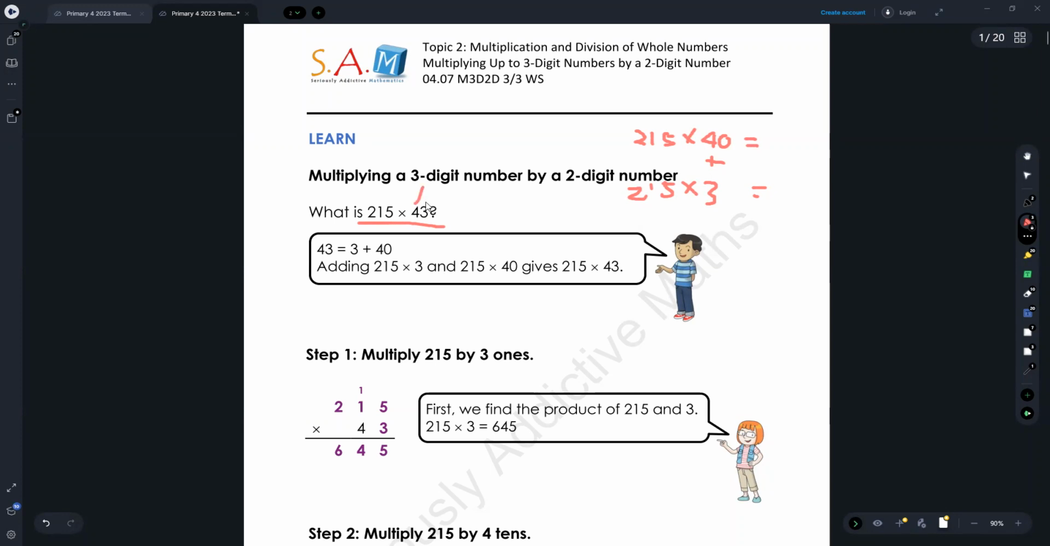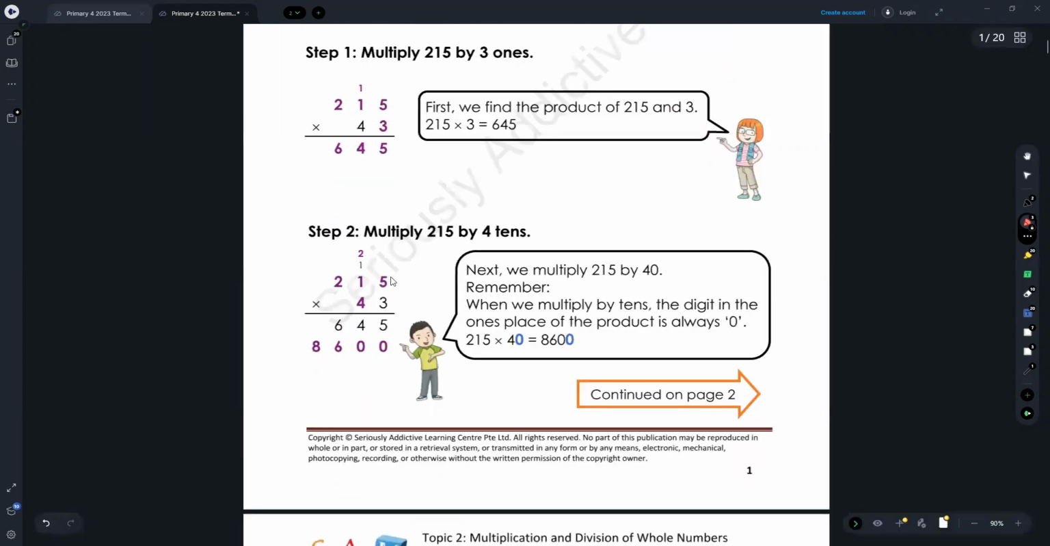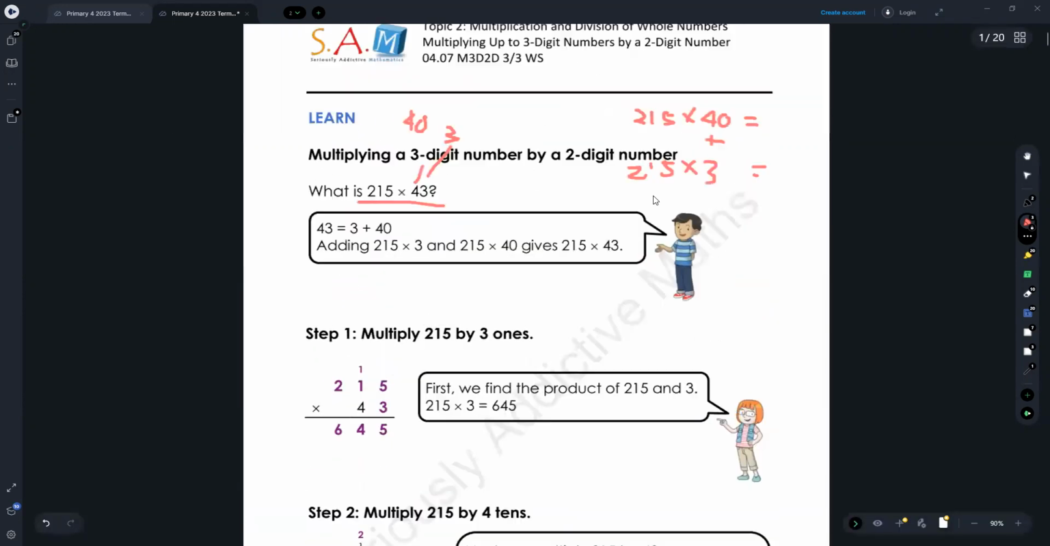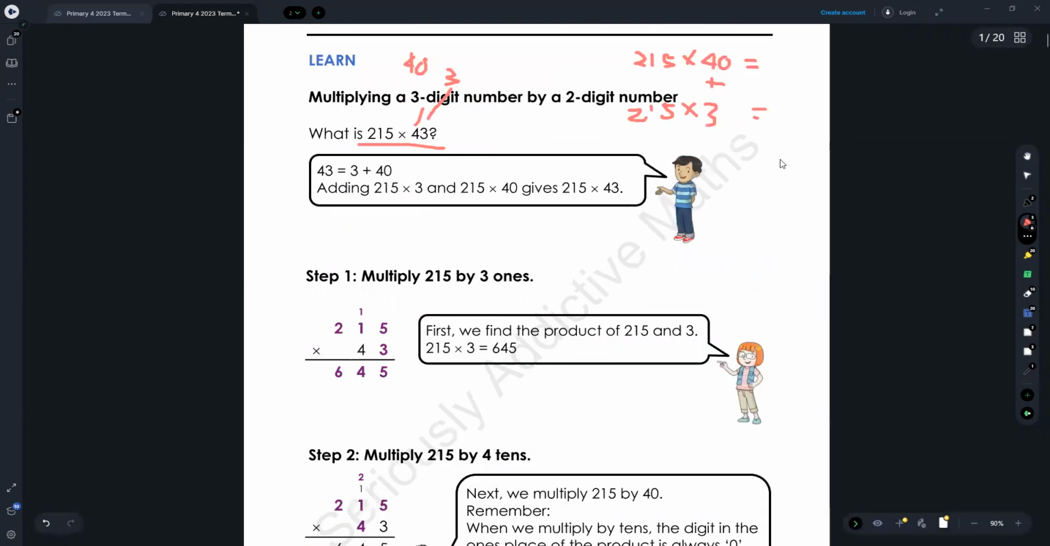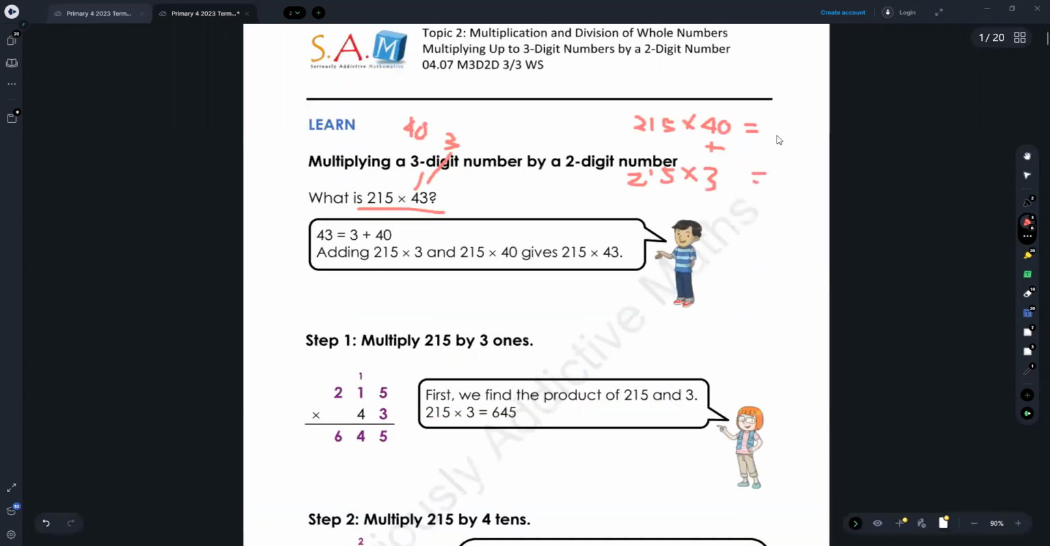So this is actually split up into 40 and 3. Okay, but of course, we use a much simplified method, which is why we did it this way instead. So you can actually demonstrate. You can actually first calculate what this is first, right? Which will give you 8,600.